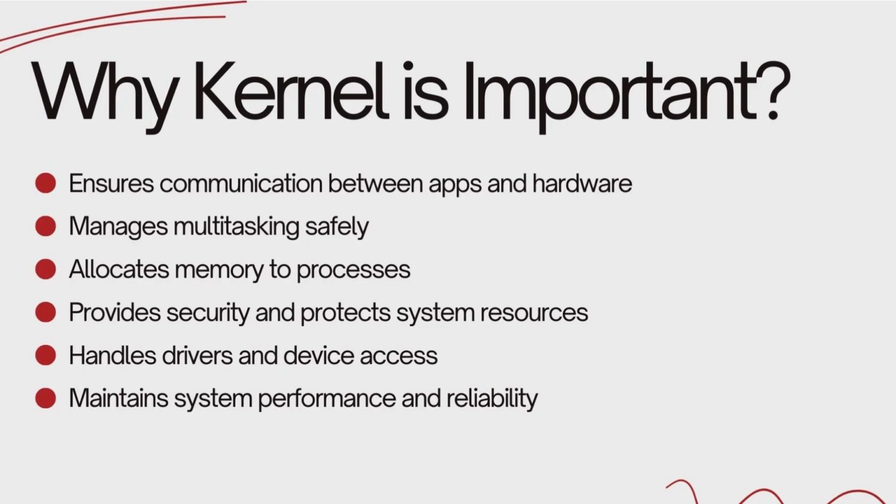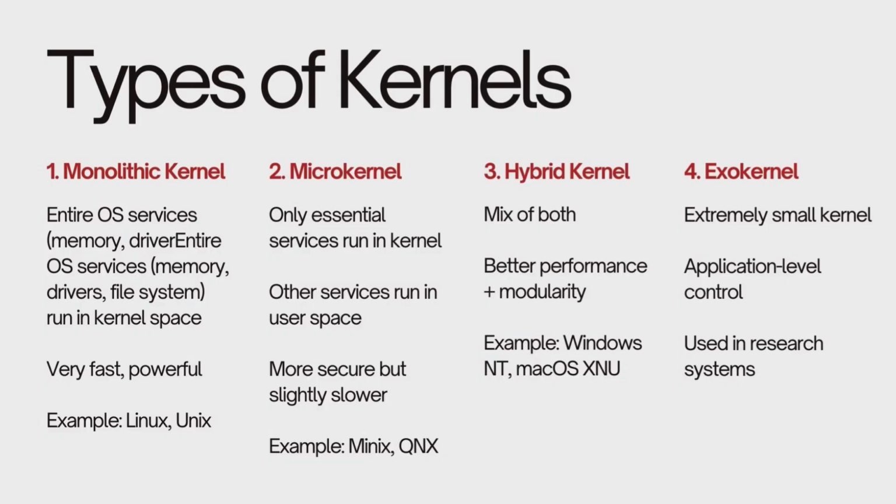The kernel is important because it allows all your programs to run on the hardware. Without it, the software cannot run. It manages multitasking, letting you run many programs at the same time without them fighting over resources. It also manages memory, making sure every program gets the space it needs. The kernel handles security by checking permissions, and it controls all the device drivers. Overall, the kernel keeps your system running fast and stable and prevents crashes. Then we move to the types of kernel.